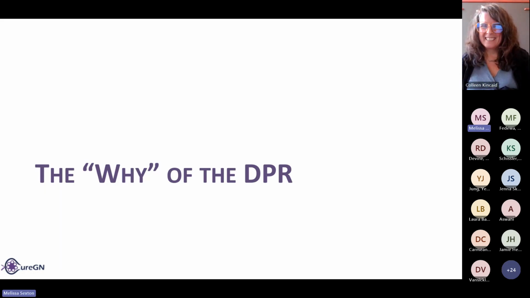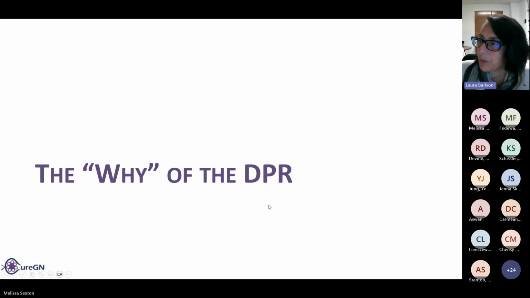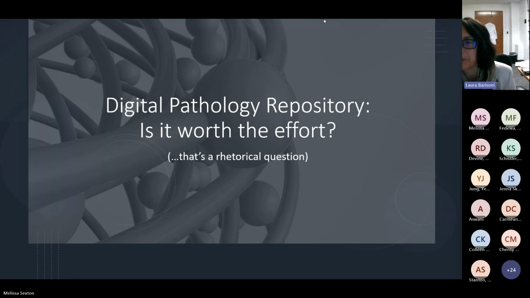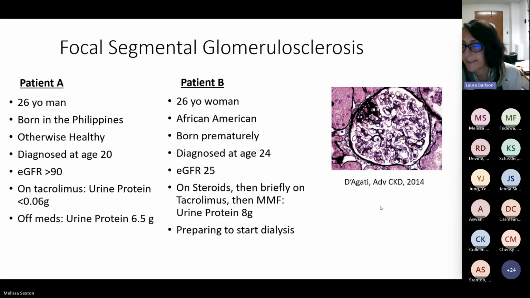Okay, so now we're going to talk about the why of the DPR, and I will pass this on to Laura Barasoni. Hi everybody. Why do we have the digital pathology repository? Reason number one is the new standard. It's the new state of the art, and we started many years ago when CureGN was the second, after Neptune, the second digital pathology repository. But after that, every single consortium has built a digital pathology repository.